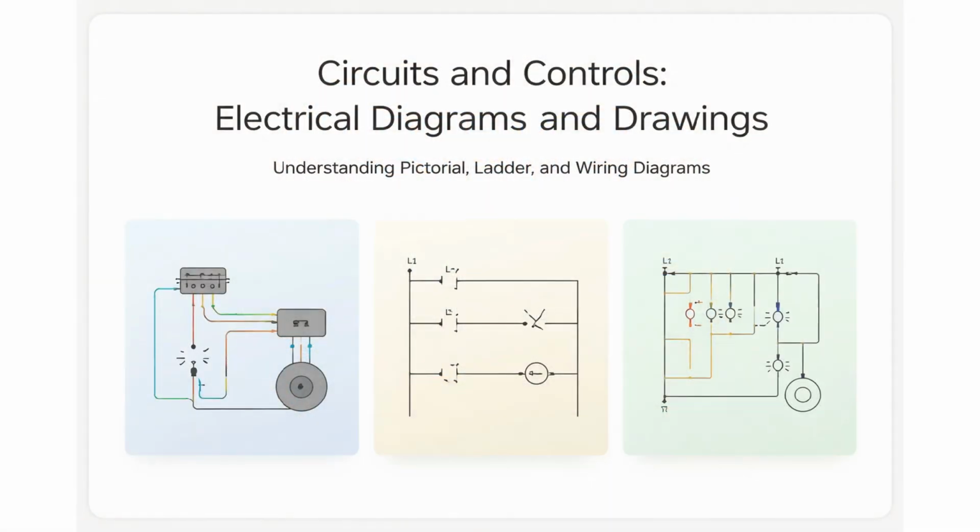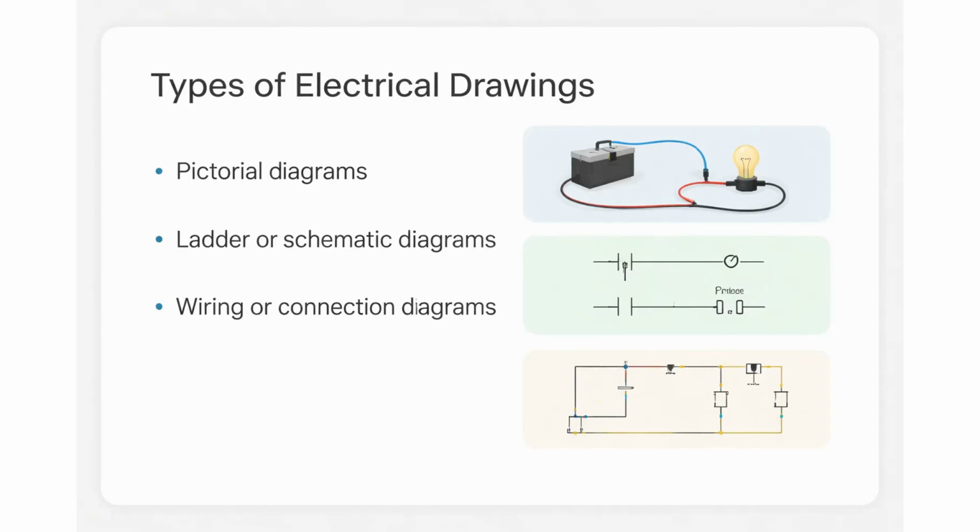Welcome to our session on circuits and controls. Today, we're going to dive into electrical diagrams and drawings, which are absolutely essential tools for any gas technician. In the gas industry, you will encounter three main types of electrical drawings. These are pictorial diagrams, ladder or schematic diagrams, and wiring or connection diagrams. Each serves a specific purpose, from helping beginners understand a system to guiding technicians during complex troubleshooting.